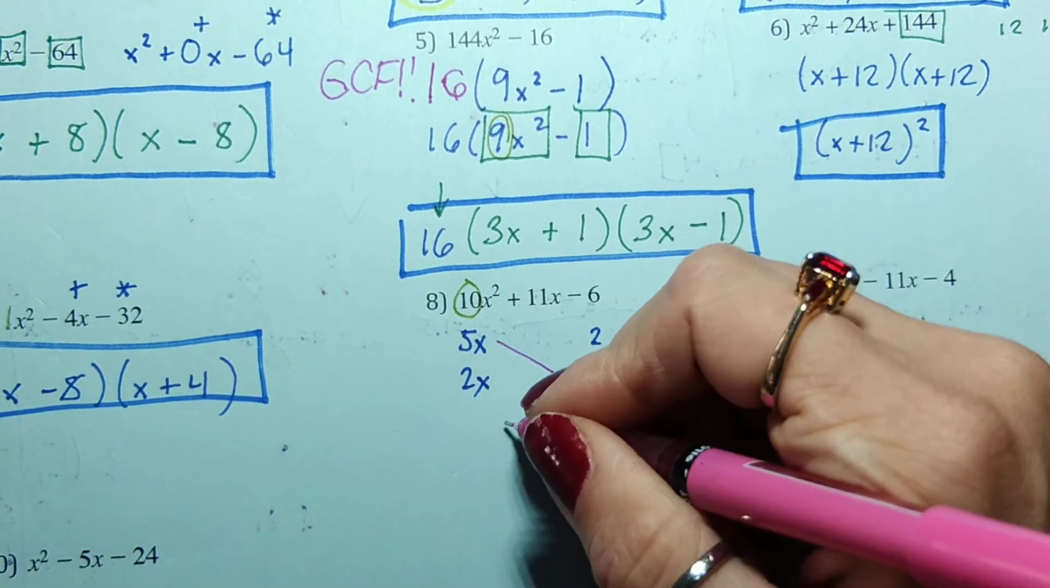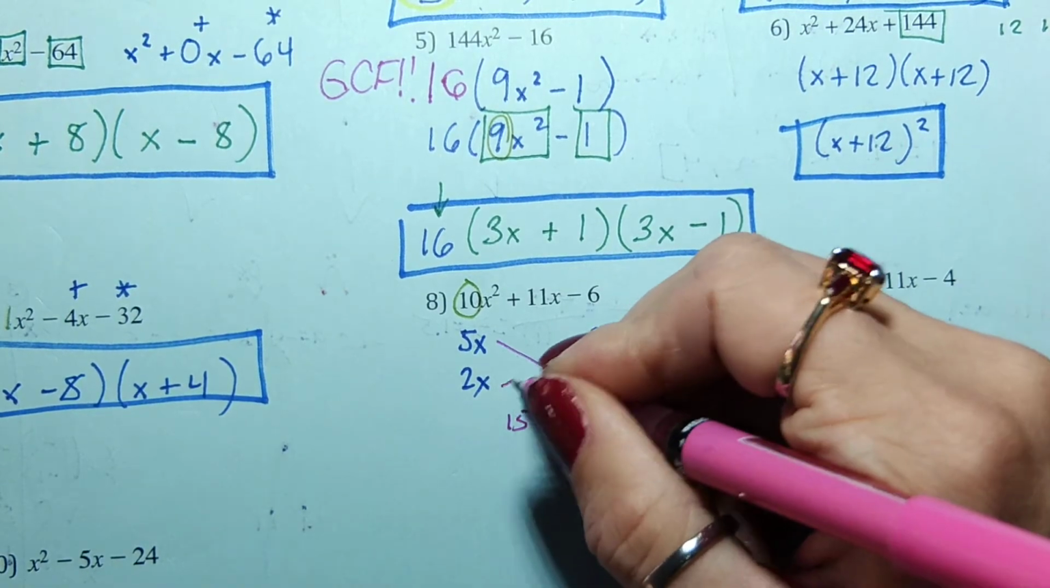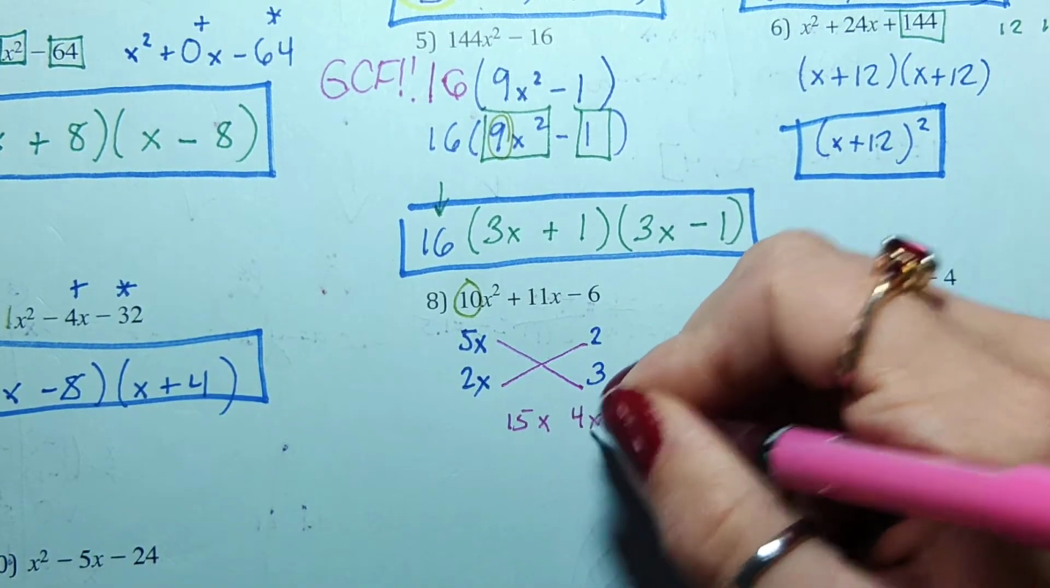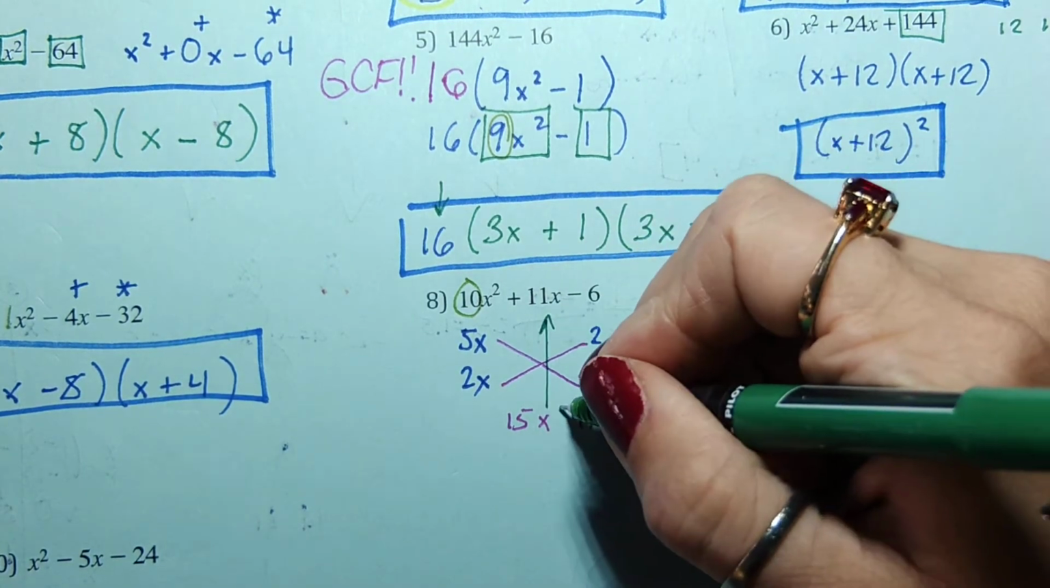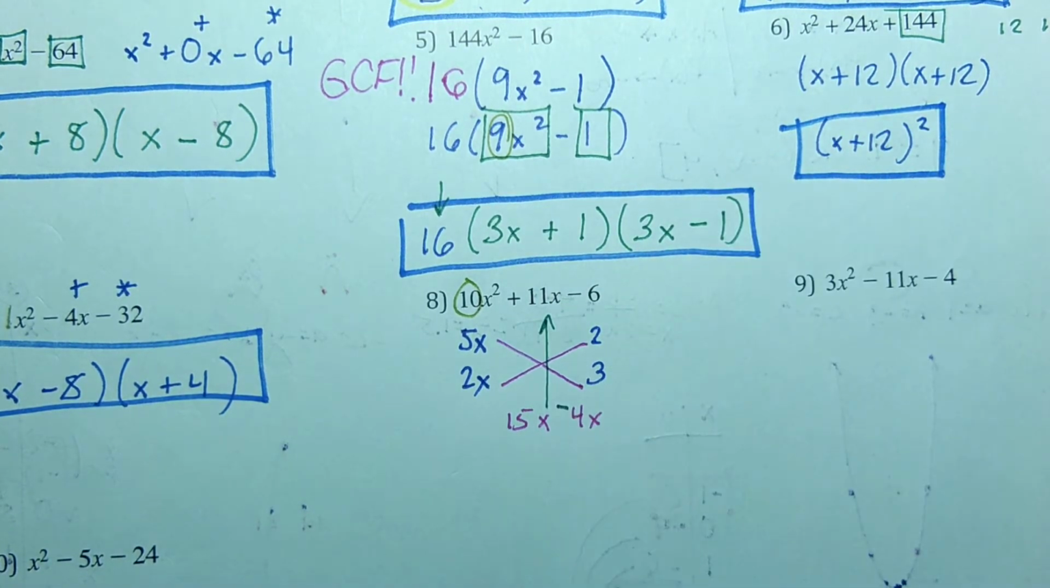So then, let's see, 2 and 3. Crisscross on the x, 15x. That gives me 4x. Ooh, and lucky us, because we can make that 4 negative to get the sum of positive 11x that we want.